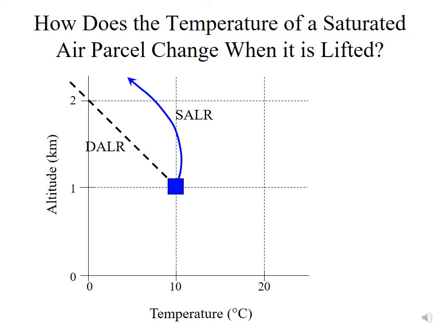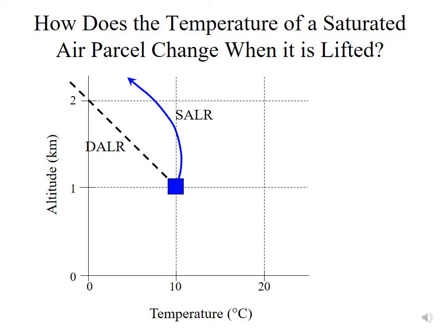So here in this diagram, you can see that we have a parcel that has essentially a cloud base at 1 kilometer. For reference, we have the dry adiabatic lapse rate in a dashed black line, and blue is the saturated adiabatic lapse rate. And you can see that as you lift this air parcel, the temperature difference between the saturated adiabatic lapse rate and the dry adiabatic lapse rate is the heating of that air parcel that is occurring through the latent heat release through the condensation process.